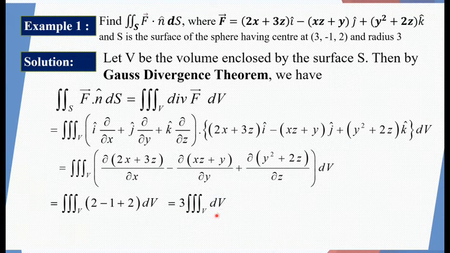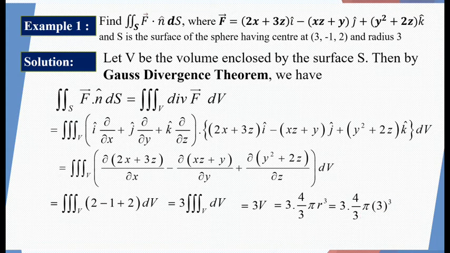Now this is the formula of volume. So the integral of dv is V. So it will convert into 3V, and we are talking about the sphere. So what is the volume of the sphere? 4 by 3 pi r cube. So we write here, and what is the r? R is the radius, and radius is given, which is 3. So replacing r by 3.